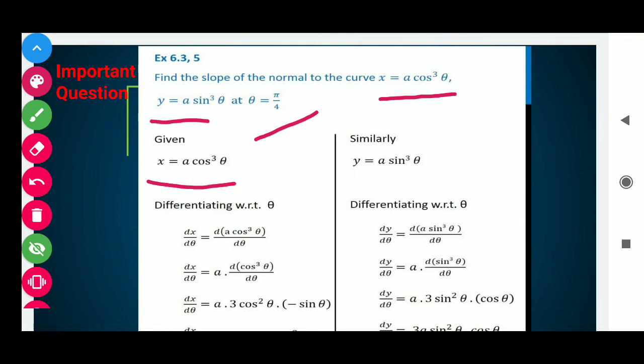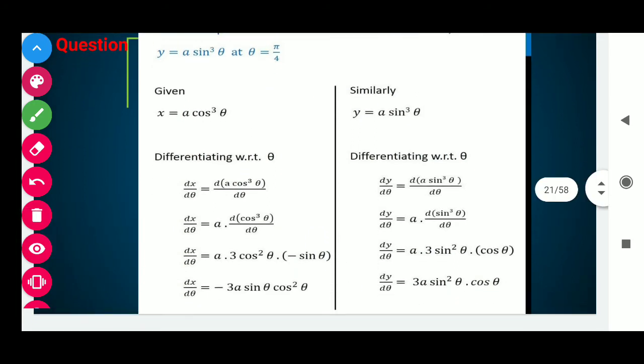Derivative of x with respect to theta: a is constant as it is. Cos cube theta gives 3 cos square theta, and derivative of cos theta is minus sin theta. In this way, we get dx over d theta is equal to minus 3a sin theta cos square theta.